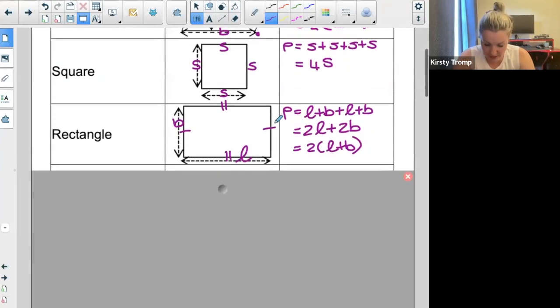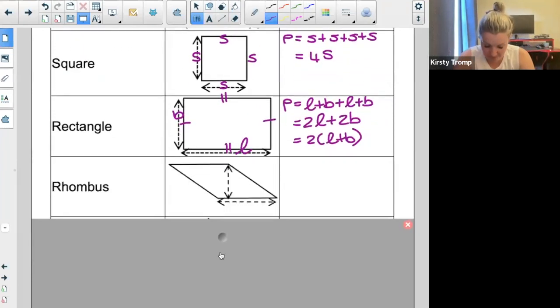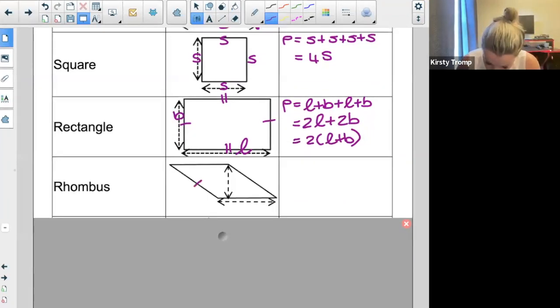All right, guys, moving on. My next shape is the rhombus. Sometimes I call the rhombus the bullied square because that rhombus, what do we know? All the sides are the same. So I've got side, side, side, side again.